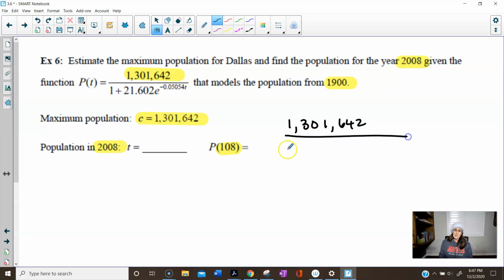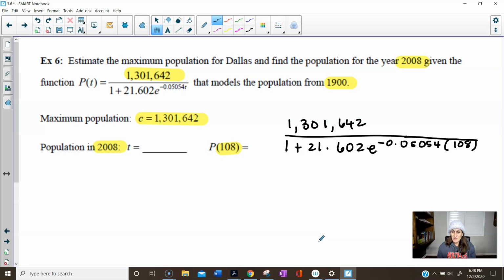So we've got 1301642 over 1 plus 21.602e raised to the negative 0.05054 times 108. I highly recommend using the fraction bar, green alpha F1, enter. Otherwise, you're going to need parentheses around your denominator.